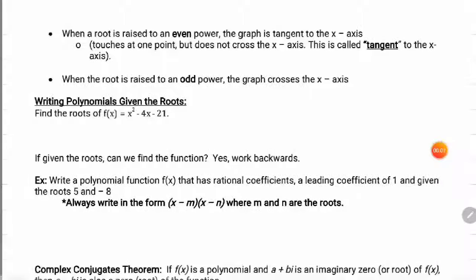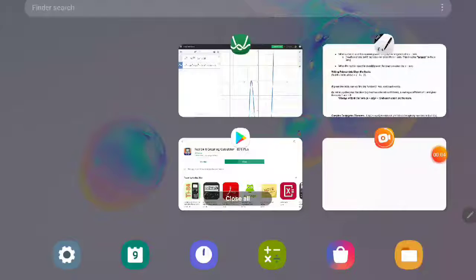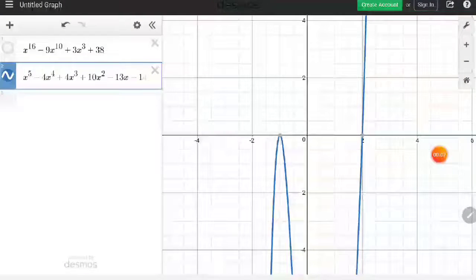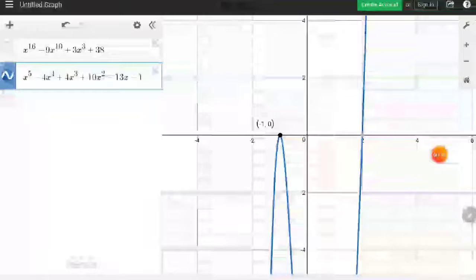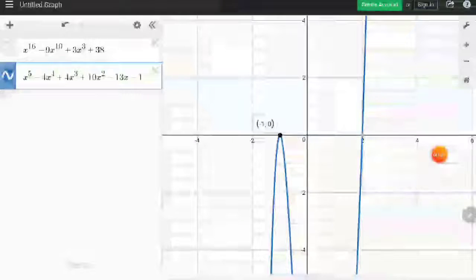So let's look at the graph one more time, going back to Desmos here. So notice at -1 here is that the graph goes all the way, and then it doesn't cross the axis, but just touches it at a point and goes back down. That's called a tangent. Tangent is when it touches at one point but does not cross. It does not keep going. Now, on the other hand, at 2, it totally crosses. So this is not tangent. So there's a tangent at -1, but not a tangent at 2.